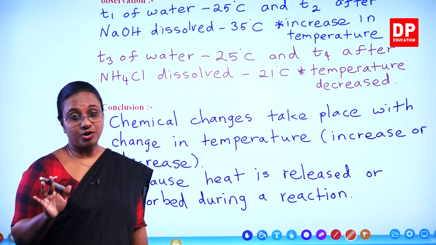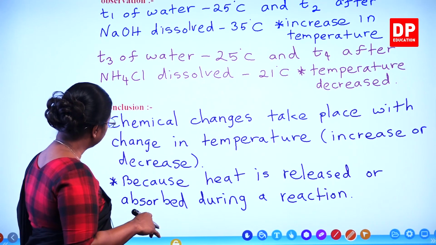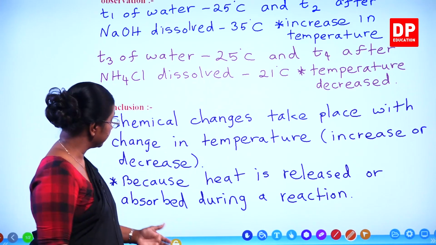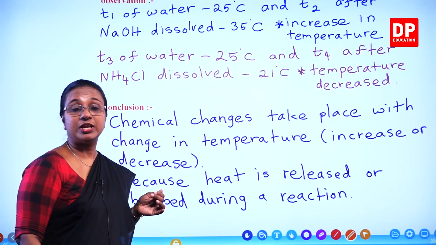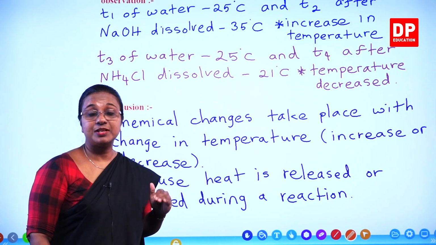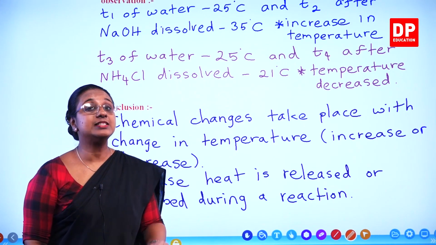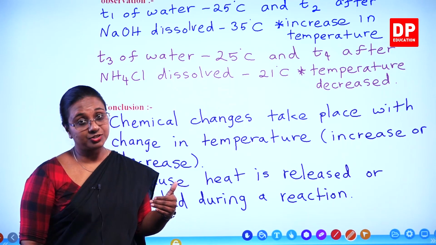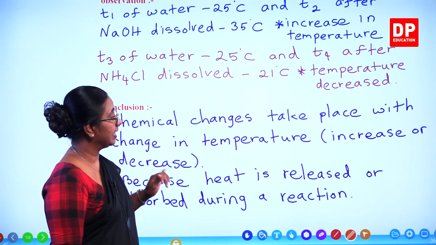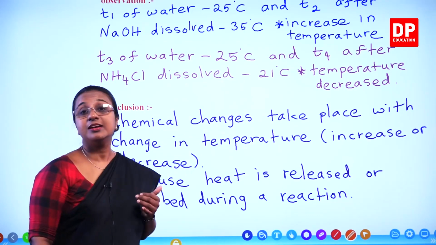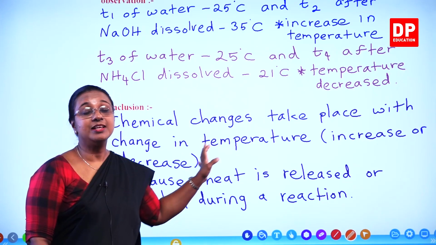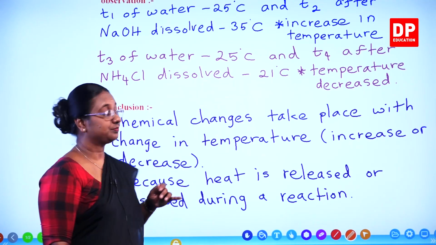So is that clear to you all, students? So in a chemical reaction, there can be either an increase in temperature, because heat is released during the chemical reaction, or there can be a decrease in temperature, because heat is absorbed during the reaction. So either way, a chemical reaction will take place with a change in temperature. So with that, we will try to understand these changes.